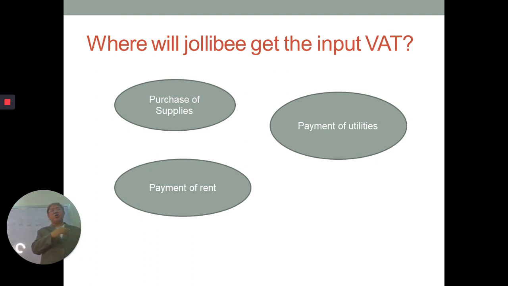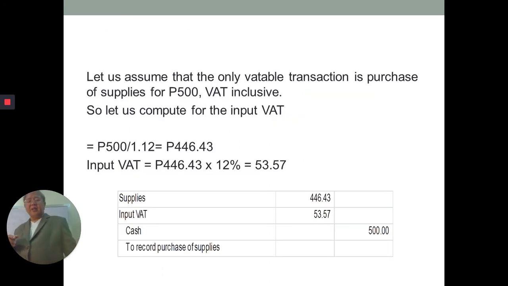So let us assume that the only VATable transaction is a purchase of supplies for 500 pesos. That's VAT inclusive. So let's compute first how much is the input VAT for the 500 pesos worth of supplies that were purchased. How do we compute for that? Since this is already VAT inclusive, divide 500 by 1.12 to get 100%. That is 446.43. And the input VAT is 12% of that, which is 53.57.